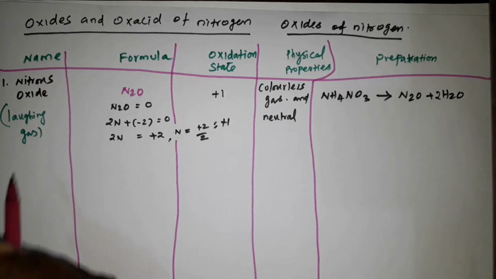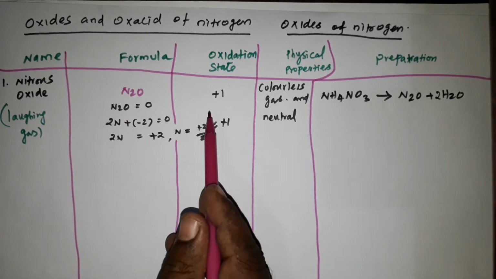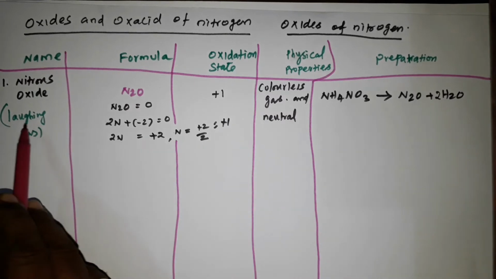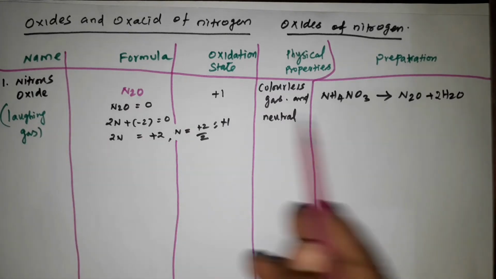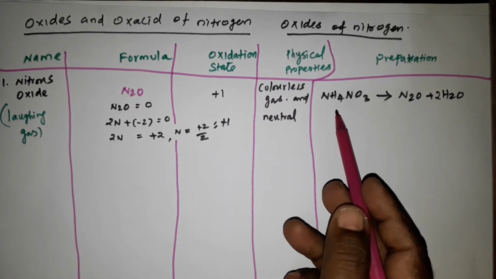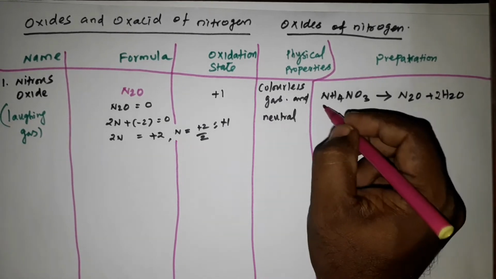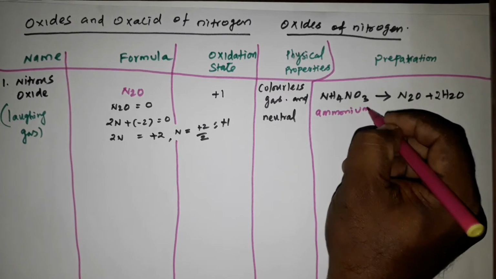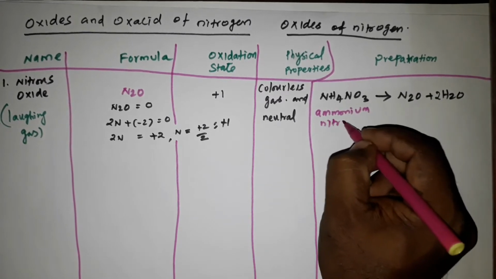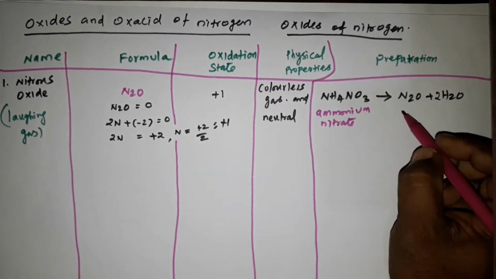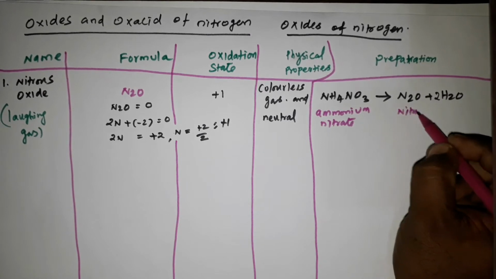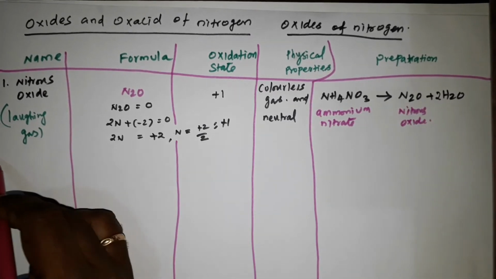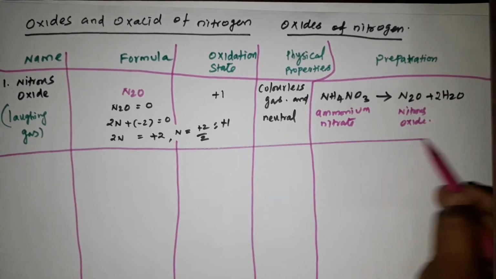So nitrous oxide, formula N2O, oxidation state +1, it is colorless and neutral. This nitrous oxide is called laughing gas. The preparation is the decomposition of ammonium nitrate. When it decomposes, it will give nitrous oxide, then water. Okay. So that's all about the first type.